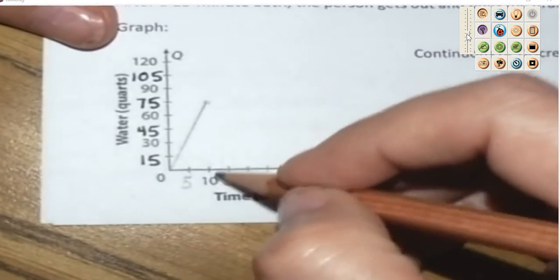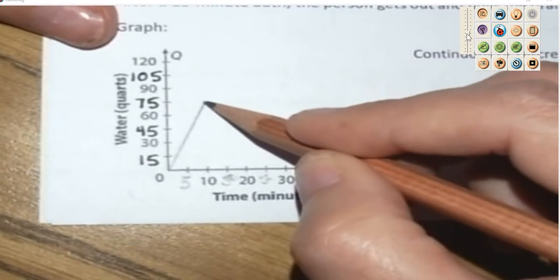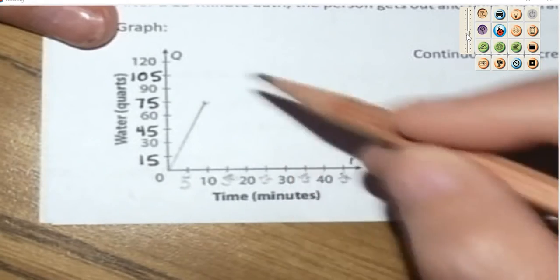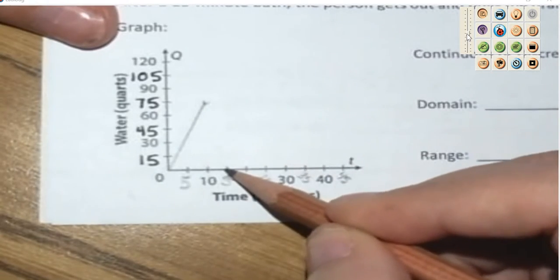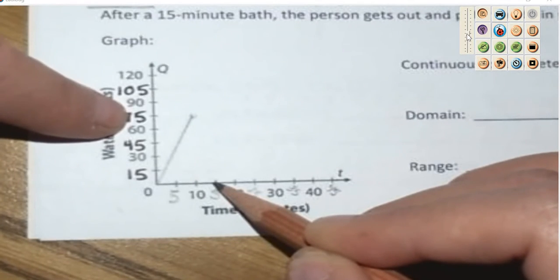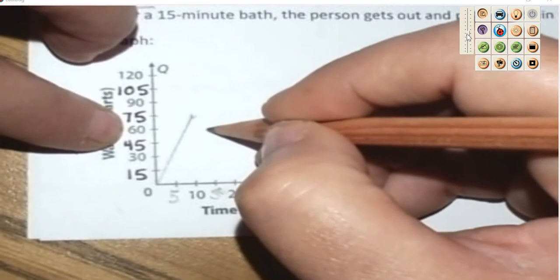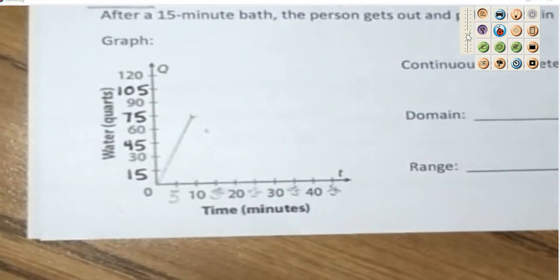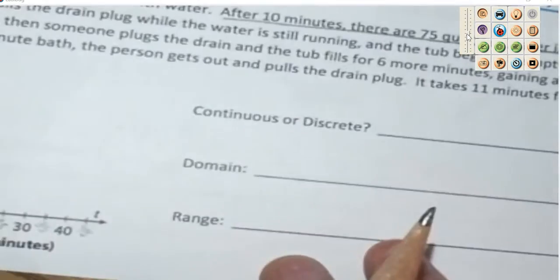Okay, so for time, right now we were at 10 minutes. 5 minutes later means we're going to be at what time? 15 minutes. It says it loses 15 quarts. So it was at 75 quarts. It lost 15 quarts. 75 minus 15 is 60. So go find 15 minutes and 60 quarts and put a dot. And then connect that with a straight edge because the water is draining at a constant rate.